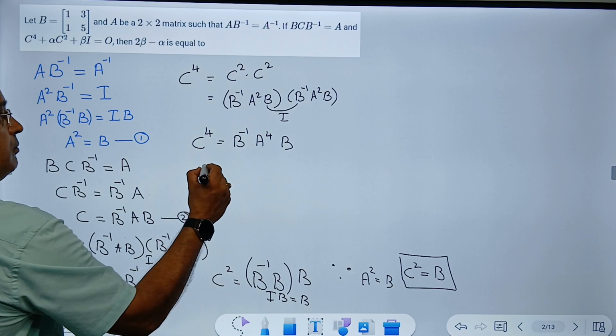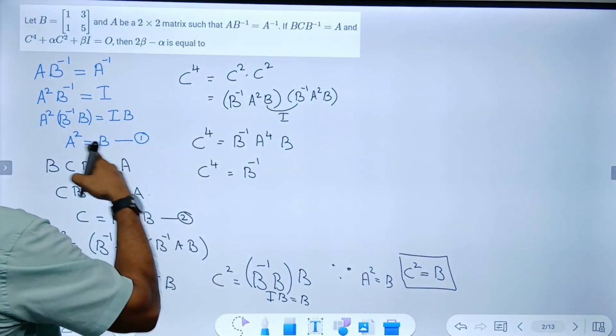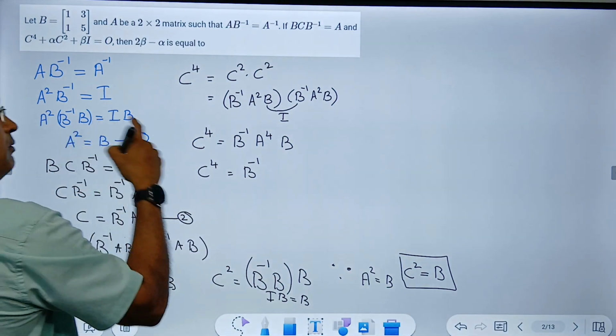Now if I come to C power 4, this will be B inverse A power 4 B. What is A power 4? A square is B, so A power 4 will be B square.